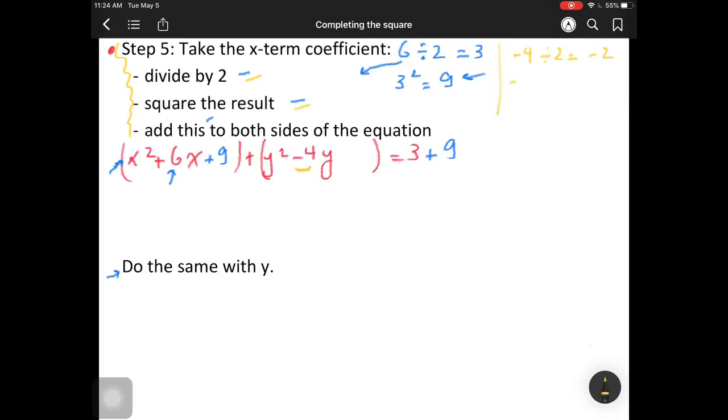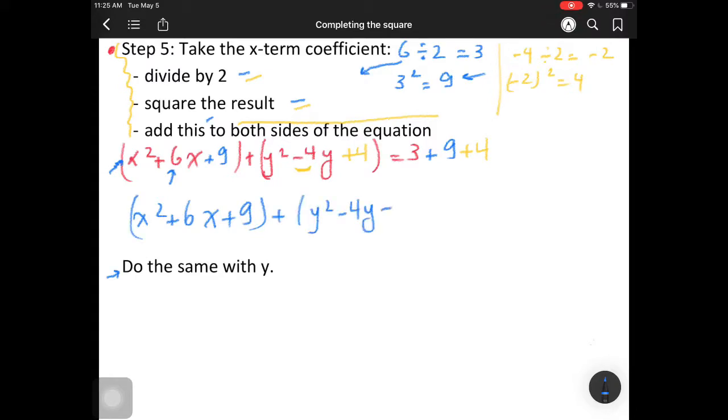Square the result. Negative 2 squared is 4. Add to both sides of the equation. So you add 4 here, and as we said, in order to keep the equality true, you have to add to both sides of the equation. So now we have x squared plus 6x plus 9 plus y squared minus 4y plus 4 equals 16.